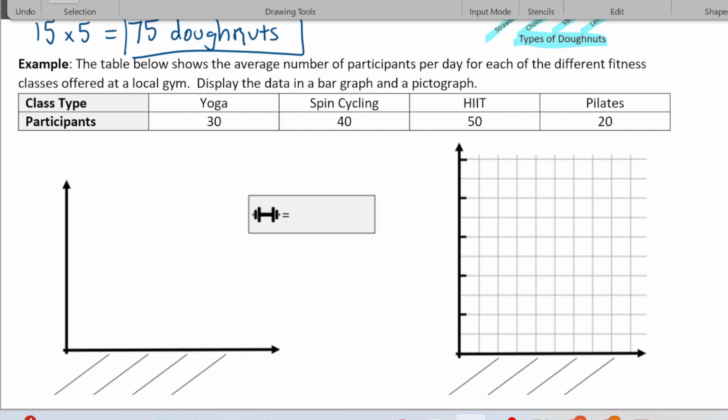So we talked about this last time, but really important when we're making a graph is to include a title and labels and then accurate and consistent scaling on our graph. So let's give this a title. So we're talking about fitness class attendance. So let's just write that first.